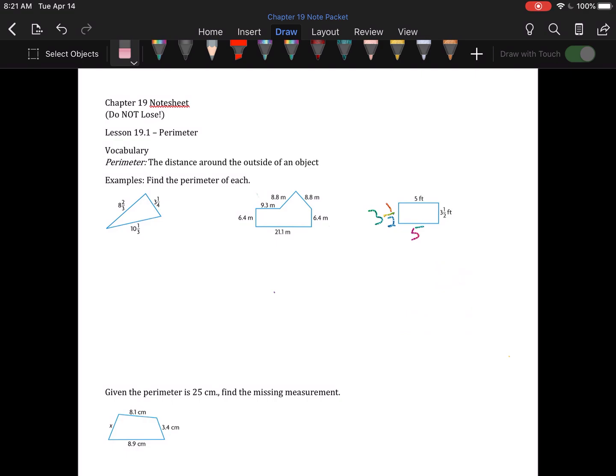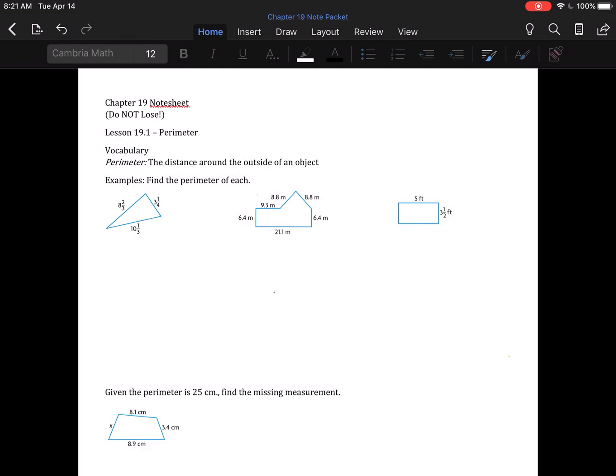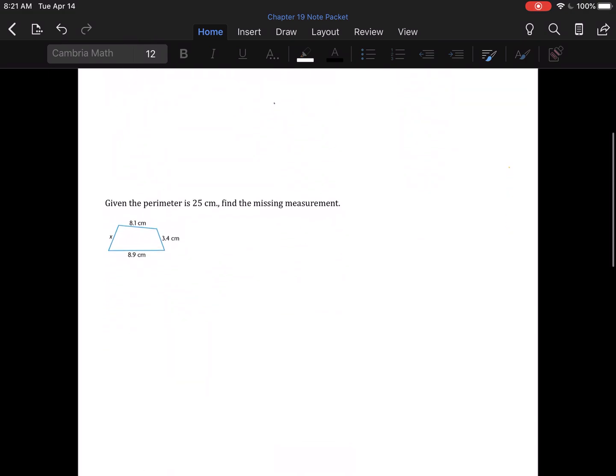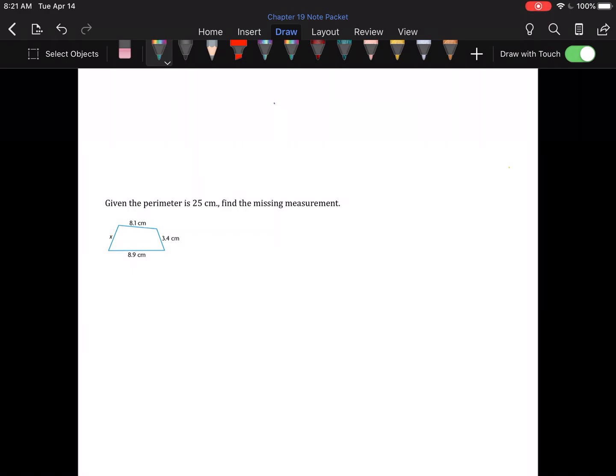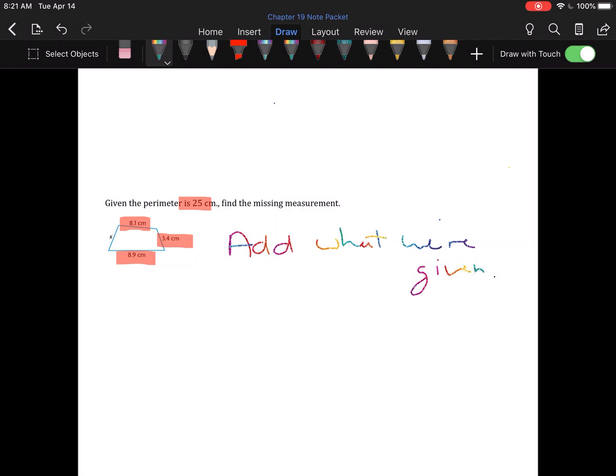So if you're given all the sides, just add them up. If you're missing some sides, think, is this a shape where opposite sides are the same? Can I just go ahead and fill it in? The other thing I might ask you to do in this section is find a missing side. So here I'm giving you the perimeter, and I'm giving you 3 of the 4 sides. So what we want to do is add what we're given, then subtract it from perimeter.